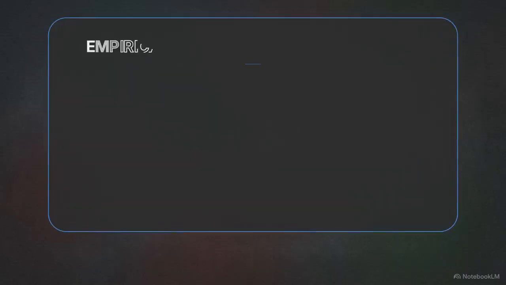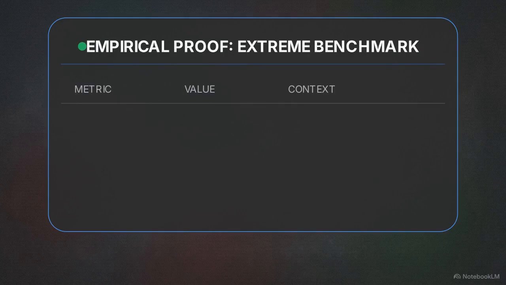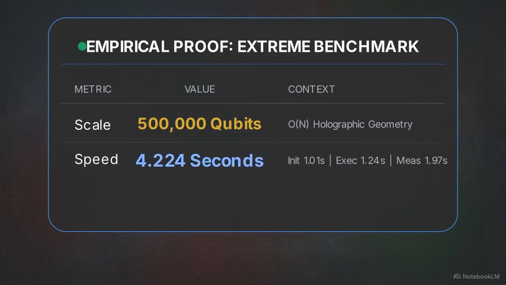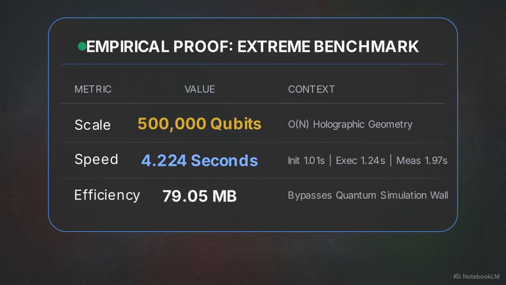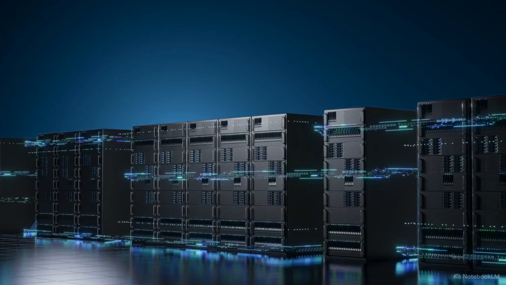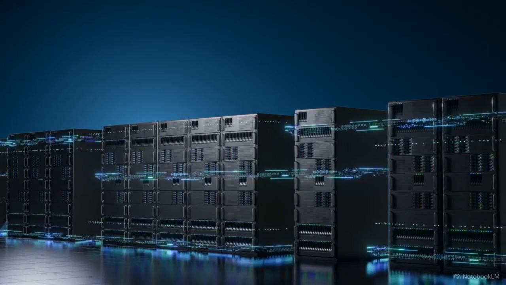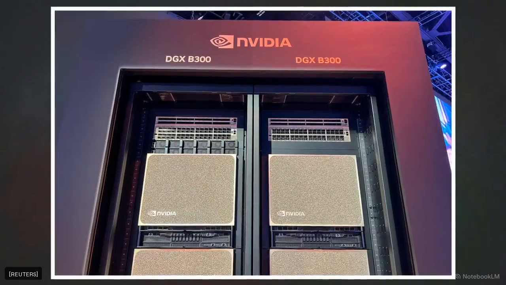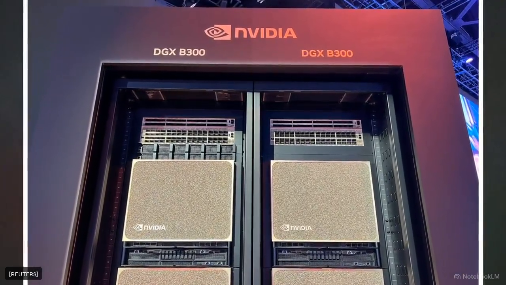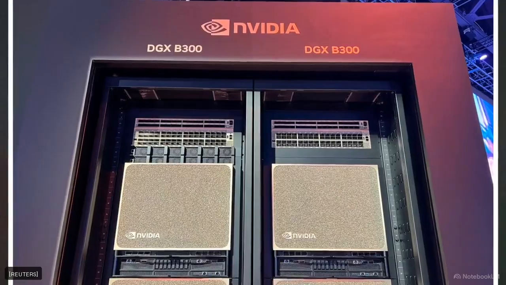This table details the empirical proof. In an extreme benchmark, the engine executed a 500,000 qubit cascade in 4.224 seconds, utilizing only 79.05 megabytes of RAM. This architecture powers a stateless REST API. It computes the exact topological destination instantly, with no cloud queuing. As shown by this NVIDIA hardware array, the emulation runs entirely on standard classical compute. There are no cryogenic requirements.